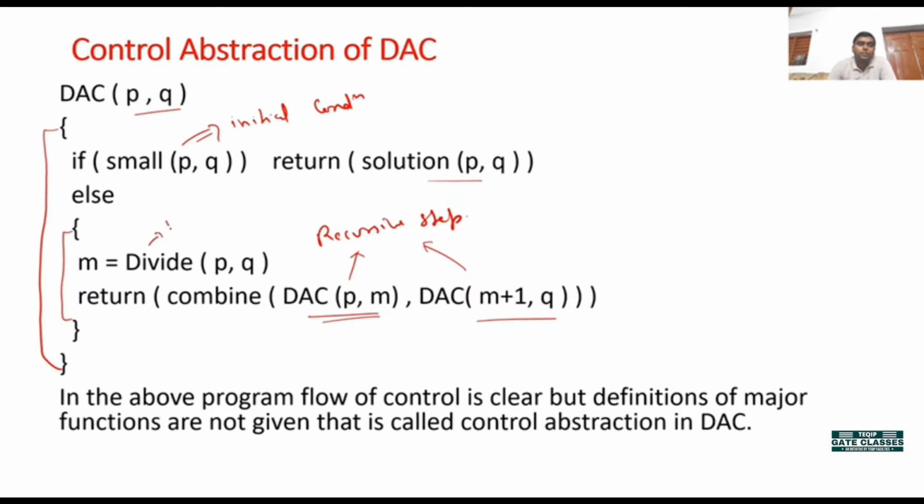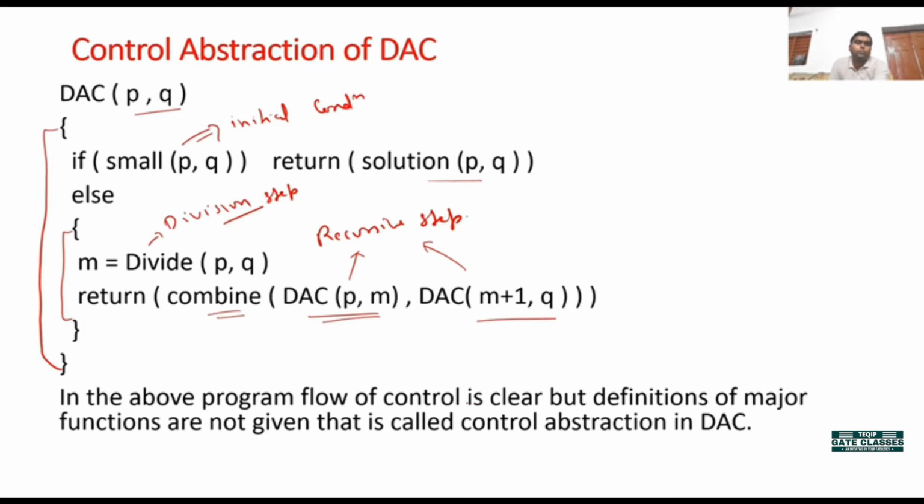And this is the division step. Finally, after coming back from the solution part, we combine it. So this is the combining, and finally return. This is just the control abstraction, showing how things are going on. In the above program, the flow of control is clear, but the definitions of the major functions are not given. That's why it is called control abstraction in the divide and conquer strategy. I hope this is clear.